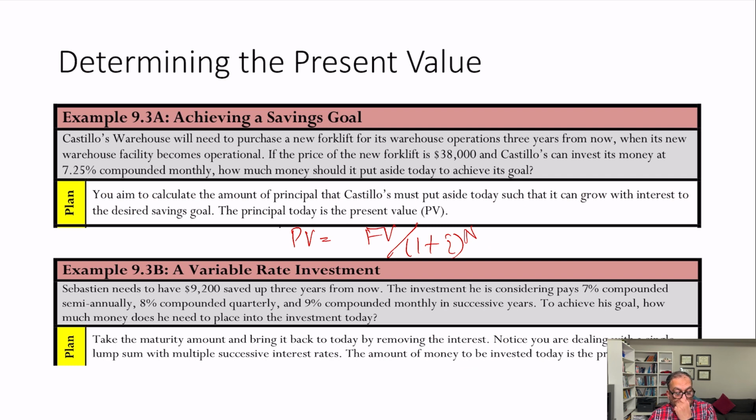Sebastian needs to have 9,200 saved up 3 years from now, so it's a future value. The investment he is considering pays 7% compounded semi-annually, 8% compounded quarterly, and 9% compounded monthly in successive years. To achieve his goal, how much money does he need to place into the investment today? So again, this is very similar to the question we did before, the first one, this one.